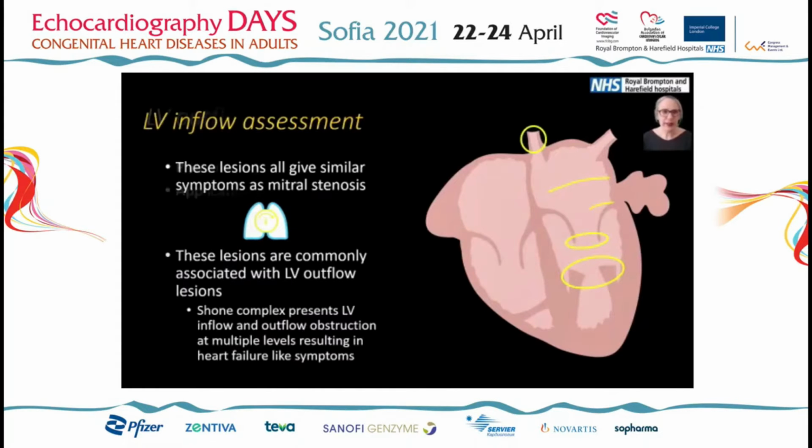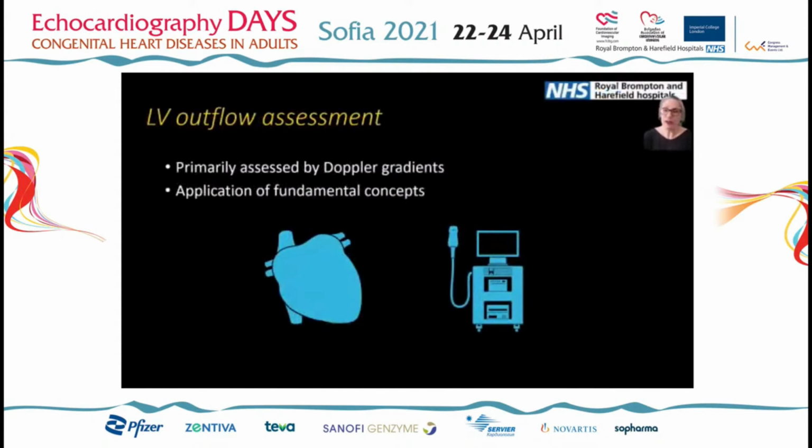So let's get on and talk about LV outflow lesions. We're very familiar with this within our adult cardiology. We see aortic stenosis all the time. So let's talk about some really back to basic concepts in echo and physiology and how we need to apply them when we are considering LV outflow lesions. The assessment of LV outflow is primarily assessed through the use of our Doppler gradients. And so we need to apply some really fundamental concepts of both physiology and the technical aspects of echocardiography.